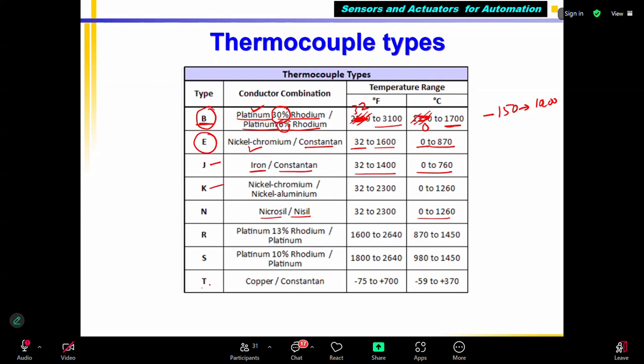The last one is called T type. One wire is copper, the other one is constantan. That's what I'm talking about, right? Copper constantan. Okay, so it can measure minus 75 degrees Fahrenheit to plus 700 Fahrenheit, or minus 59 degrees centigrade to plus 370. So if I want to measure temperature up to 400, for example, I can use only T type. I cannot use more than this. It will not work.